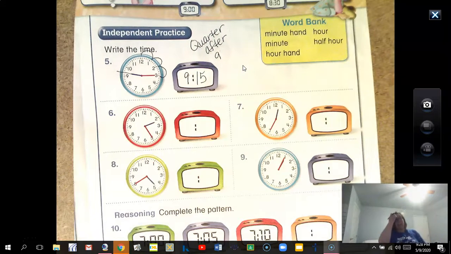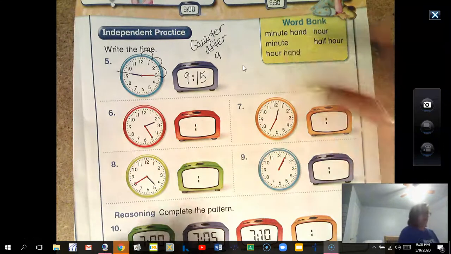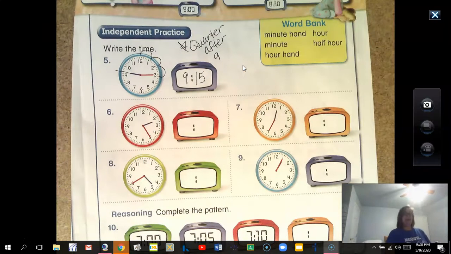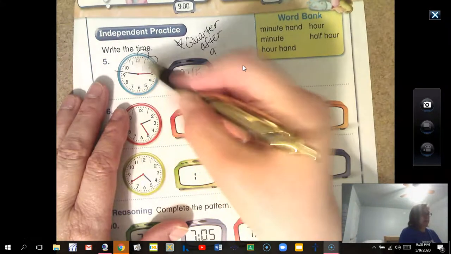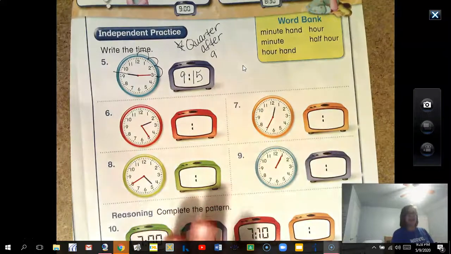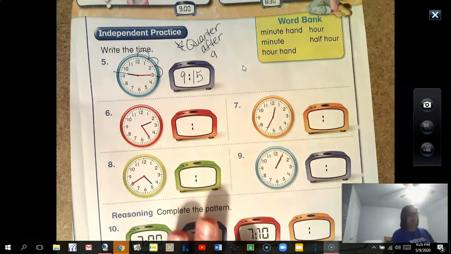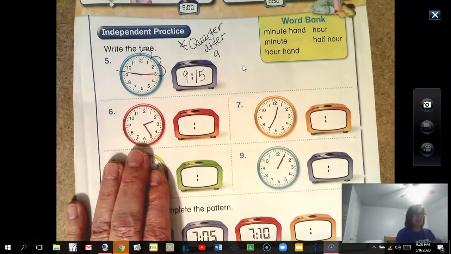Quarter after 9. A quarter after 9 o'clock. Okay, do you remember us talking about quarter after, quarter to? So this is one of those times where this is 15 minutes or a quarter after 9. A quarter of that clock. And we'll talk more about that after. So let's take a look at number 6.